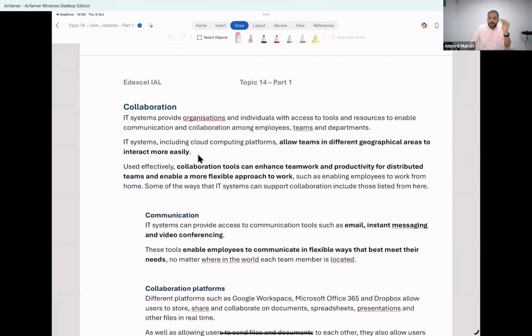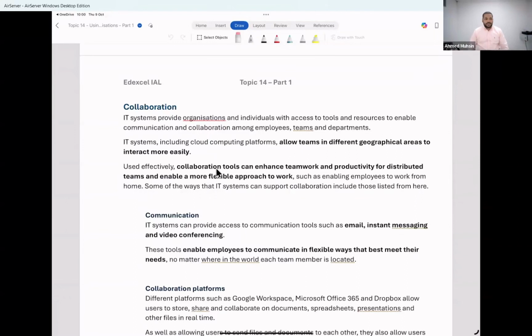IT systems, including cloud computing platforms, allow teams in different parts of the world. Now, because of IT systems, these people do not even need to be in the same physical location. They can be in various parts of the world and they can still effectively work together because of IT systems. Okay, keep reading it. If used properly, if used effectively, collaboration tools, these tools that bring people together, get them to work together, can improve teamwork and productivity for distributed teams around the world, and enable a more flexible approach.